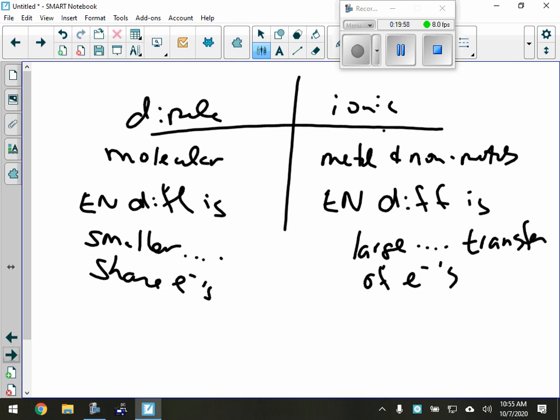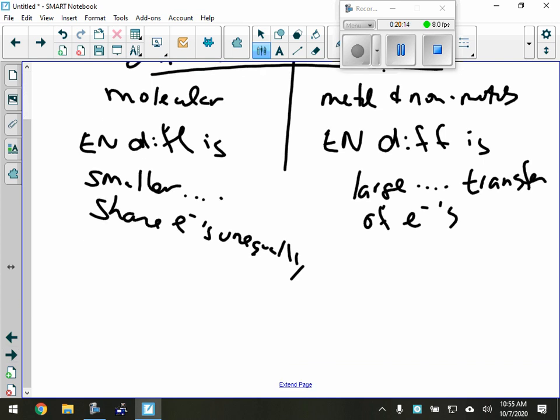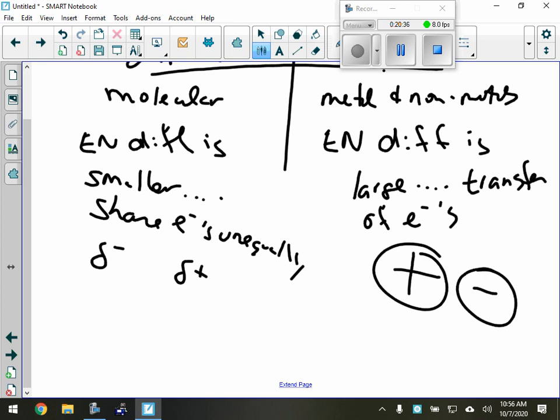They share electrons unequally, right? It's dipole-dipole. The difference is this: partial negative, partial positive, yes? A little bit of a negative end, a little bit of positive somewhere in a molecule. It doesn't have to be a simple one. Here, you better have positive ion, negative ion, yes? That's the difference between those two. It comes down to electronegativity, yes?